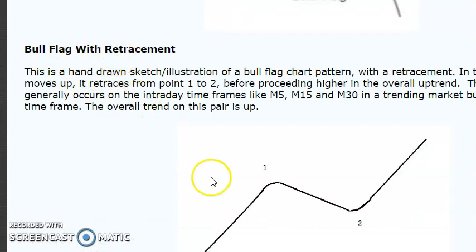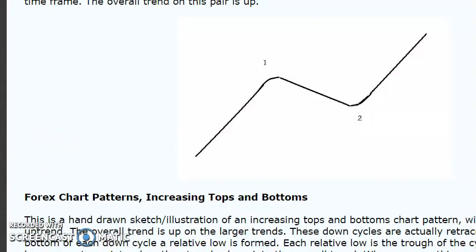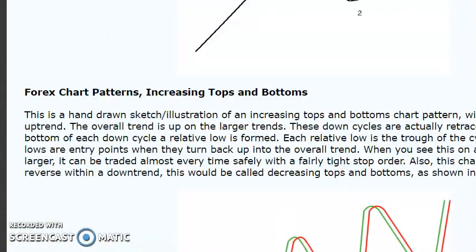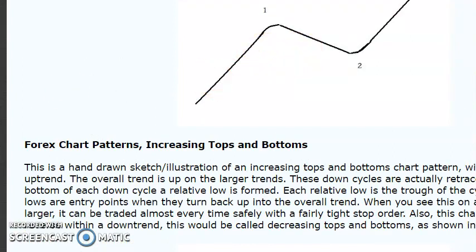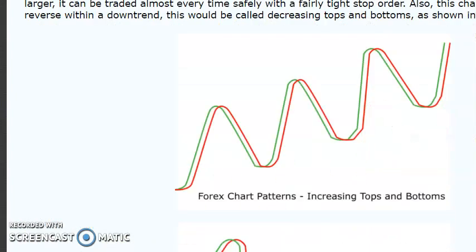Now this is a bull flag with a retracement. So instead of going sideways, the currency pair moves against the trend. It's in an uptrend, then it retraces, and then it continues in its upcycle. A more pronounced view of this is called increasing tops and bottoms. The overall trend on this pair is up, but it keeps cycling against the trend and building these relative lows, with increasing tops and bottoms. So here are your entry points, here, here, and here, trading in the direction of the trend.